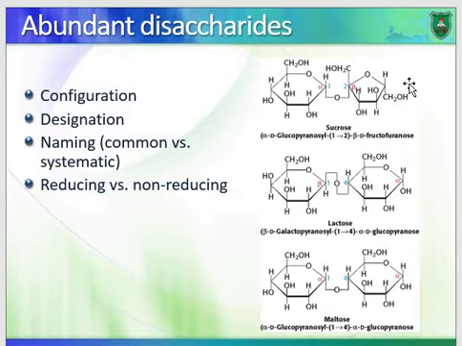So this connection happened between the two anomerics, carbon number 1 and carbon number 2, producing this saccharose.